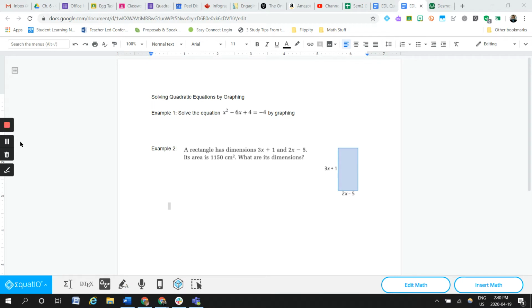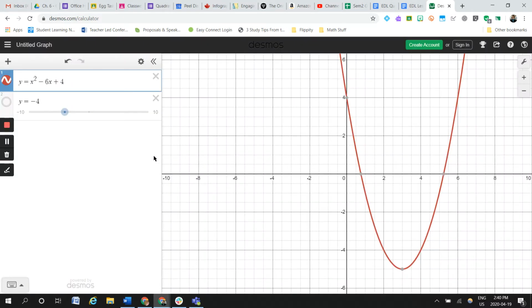So starting with example 1, we have x squared minus 6x plus 4 equals -4. And we're going to solve that by graphing. So we're going to take the left side here, and we're going to graph the equivalent function to go with it. So here's my equivalent function, this red one here, y equals x squared minus 6x plus 4. And in order to figure out where it equals -4, we're also going to graph the line y equals -4. So essentially we've graphed the left side of the equal sign from our equation and the right side. So these are the two equivalent pieces, and we're looking for where they are the same.